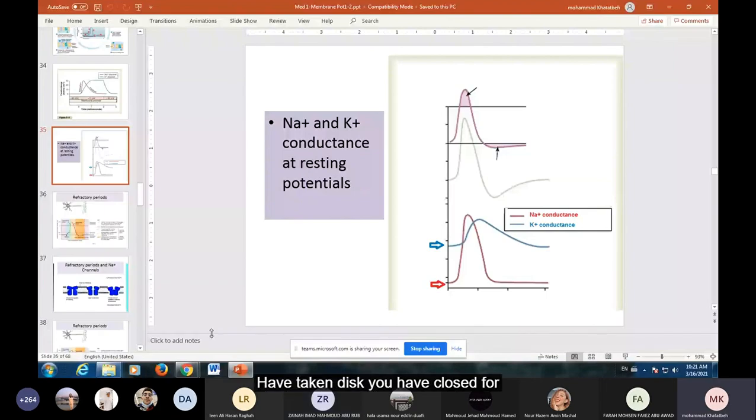Yes, you have events that have taken place. You have closed, so inactivated, these sodium channels. You have also activated more potassium channels. If you have activated more potassium channels, potassium is moving from inside to outside. So what is the potassium doing? Even at the resting state, what is it doing?